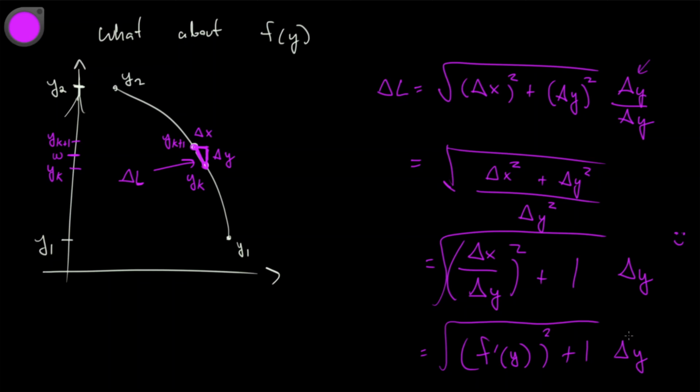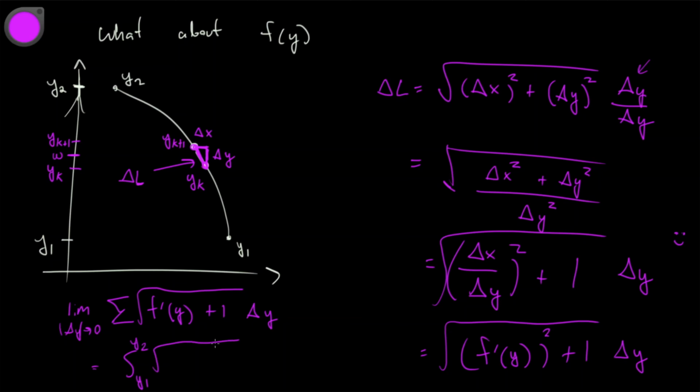Let me not forget my delta y, because if I then look at the sum of this, delta y, as delta y gets small, this becomes the integral from y1 to y2 of the radical of the derivative squared plus 1. Let me not, ooh, I'm forgetting something. What am I forgetting?